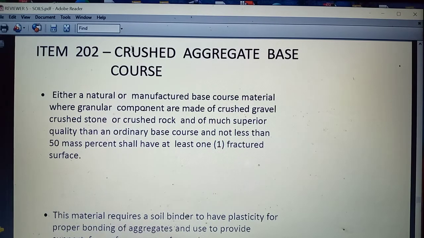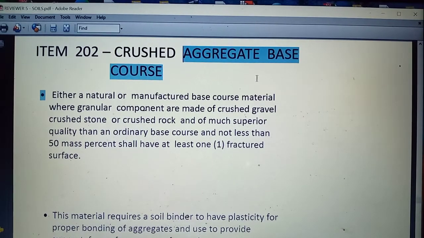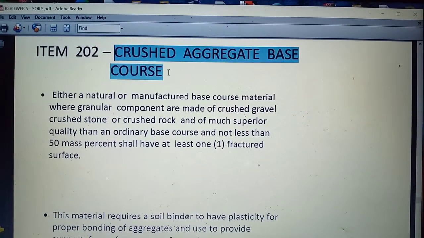So dahil crushed siya, yung ginagamit dyan na base course is hindi angular or hindi rounded type of aggregates. Yung crushed, okay, yun yung kaiba ni crushed. Kasi si aggregate base course lang, so ito lang, yung item 201 is either rounded or angular aggregates yung gamit. Si crushed aggregate yung gamit sa kanya.